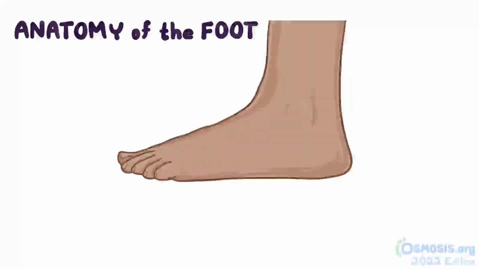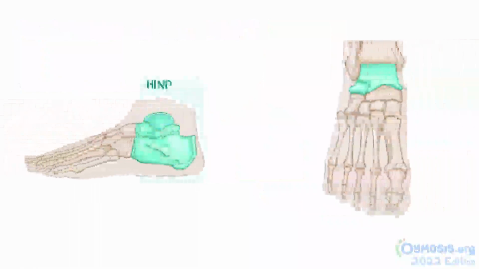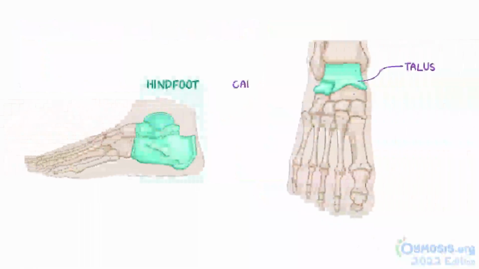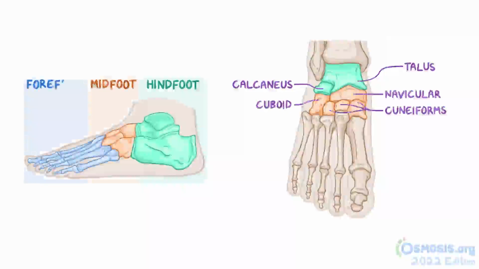The foot can be divided into two main parts: the sole or plantar region, which is the part of the foot contacting the ground, and the dorsum of the foot or the dorsal region, which is the part directed superiorly. Alternatively, it can be divided into three sections: the hindfoot, containing the talus and calcaneus, the midfoot, containing the navicular, cuboid, and cuneiforms, and the forefoot, which includes the metatarsals and phalanges.